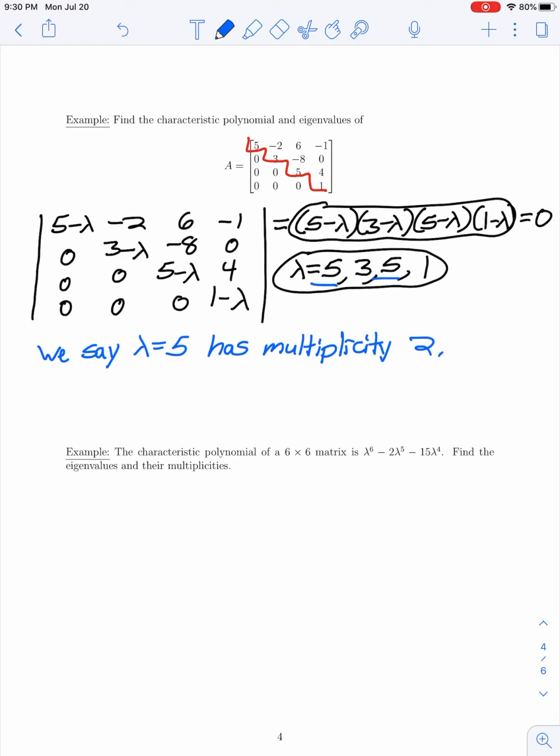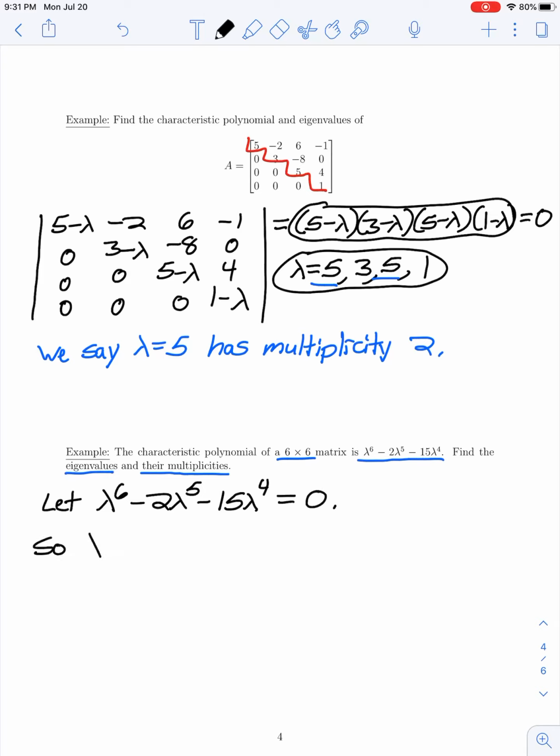So let's consider another example. Here we're given the characteristic polynomial of a 6 by 6 matrix is the following. Since it's a 6 by 6 matrix, we have a 6th degree characteristic polynomial. And we're asked to find the eigenvalues and their multiplicities. So recall, to find the eigenvalues of a matrix, we take the characteristic polynomial, here lambda to the 6th minus 2 lambda to the 5th minus 15 lambda to the 4th, and set it equal to 0.